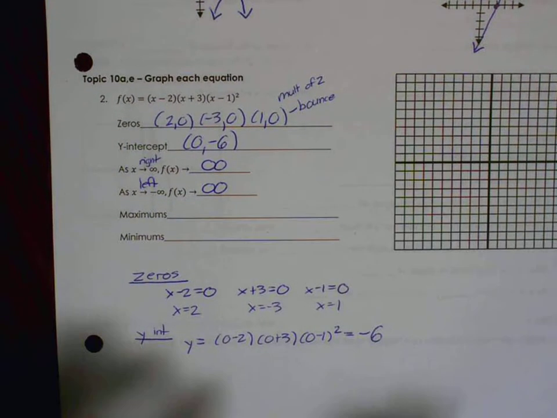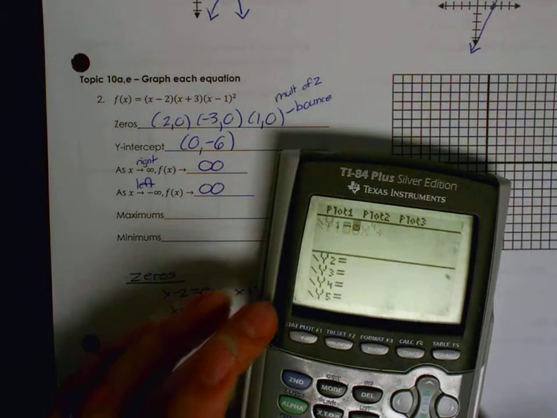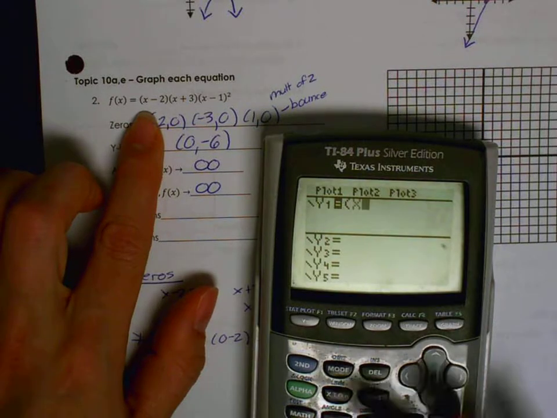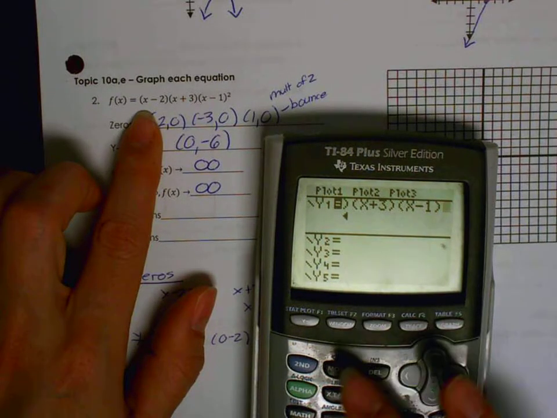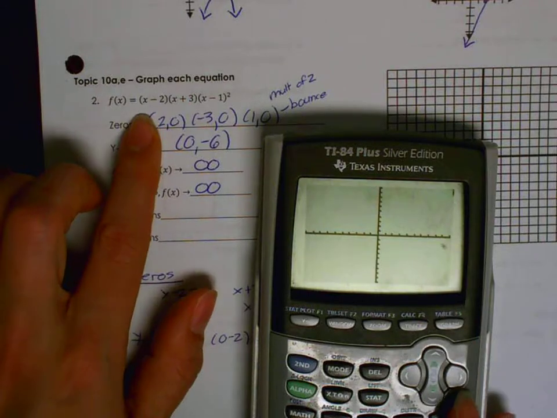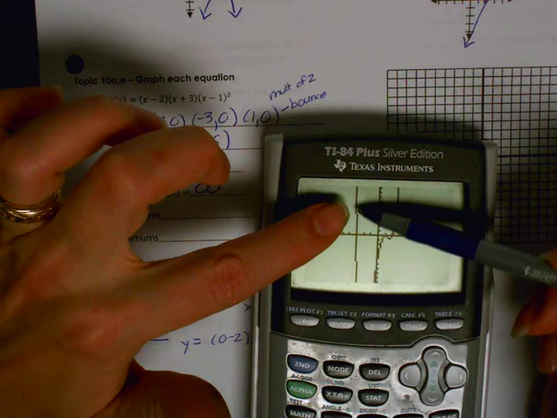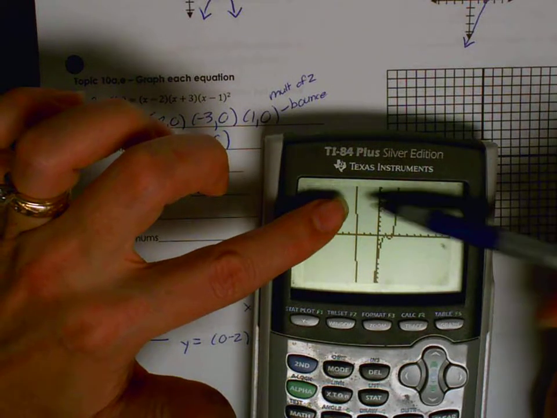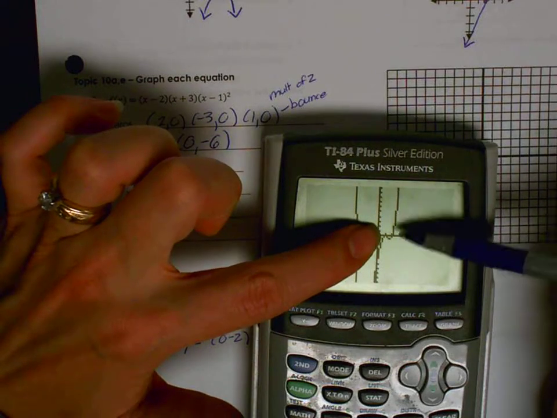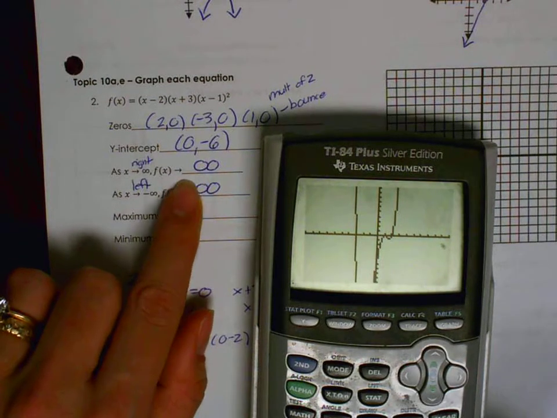But you can also just graph this in your calculator. You don't have to memorize those patterns. I can go to y equals and put (x minus 2)(x plus 3)(x minus 1) squared, hit graph, and see what my end behavior is. So I can see that it's going down, down, down, and then up, and back up. So it's going up forever in both directions, which means as I go to the right, this is going to infinity, and as I go to the left, that is also going toward infinity. So those are my end behaviors.